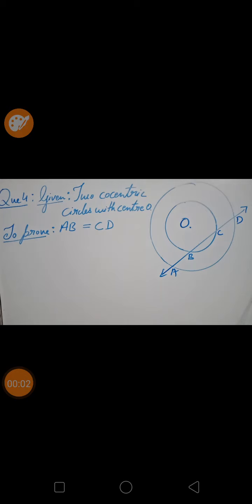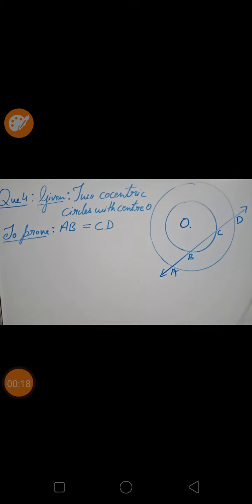Good afternoon, students. Now come again to exercise 10.4. Question number 4 says that if a line intersects two concentric circles with center O at A, B, C and D, prove that AB is equal to CD.